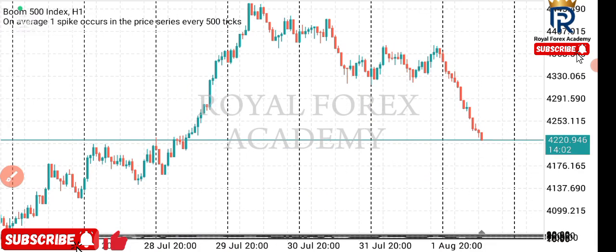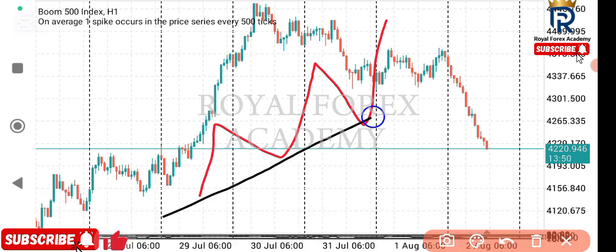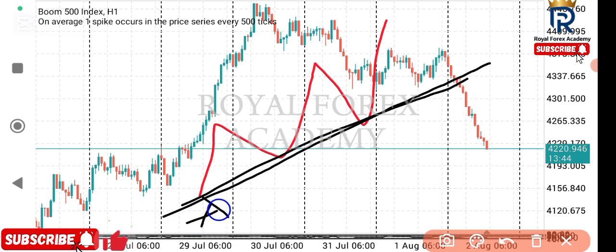So let me highlight this. First, we'll have this movement to the upside, and we'll have our trend line being connected this way. Now, this is a textbook example. This is your point A and this is your point B. So you will see it play out perfectly the way you want it to be. Then you buy from this zone.